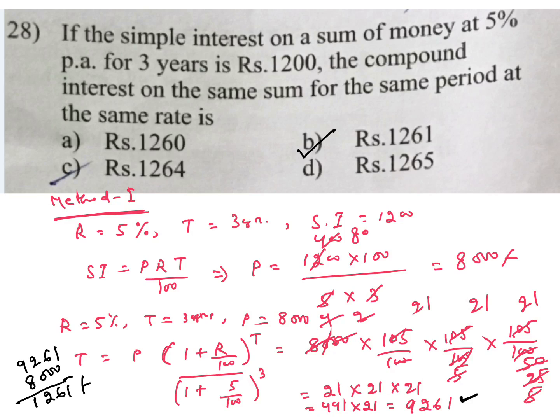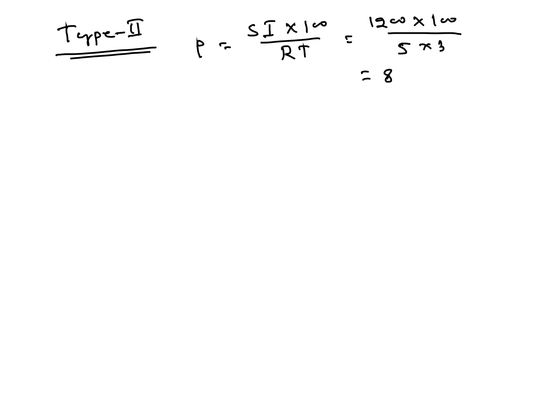In the second method, the principal is PRT by 100. That formula you will use: SI into 100 by RT. Same 8,000. So here we will make 3 boxes: first year, second year, 3 columns, and third year.